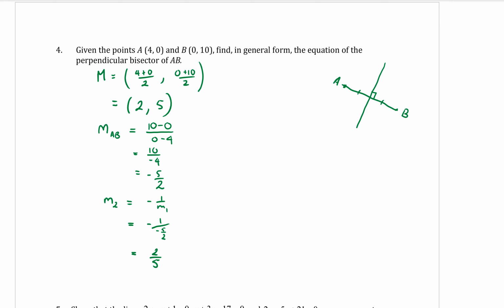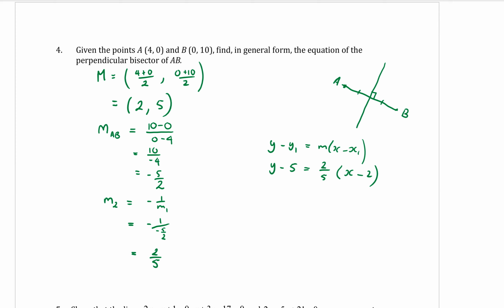And that's fine. Okay, so we have our point. We have a perpendicular gradient. So now I can find the equation of this line using the point and the gradient. Point gradient formula. So that's the y minus y1 equals m(x take x1). So that's y take away my y value, which is 5, equals m is 2 over 5, x take away 2. Okay? It says in general form.